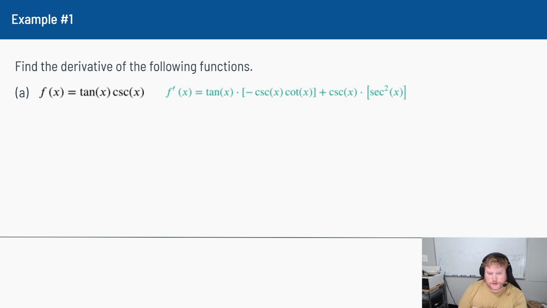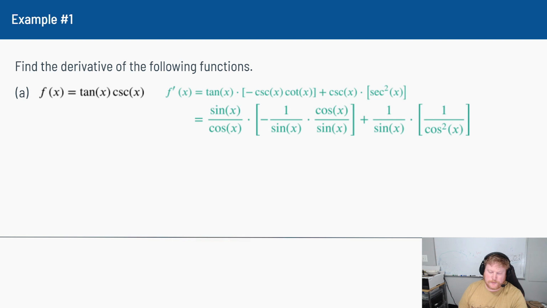Taking the first, multiplying by the derivative of the second, being cosecant, its derivative being negative cosecant cotangent, and moving on with the second times the derivative of the first, being tangent, the derivative of which being secant squared. Now the rest is just going to be me doing some trig to simplify this expression.